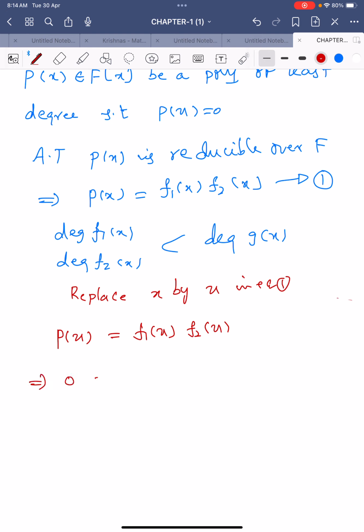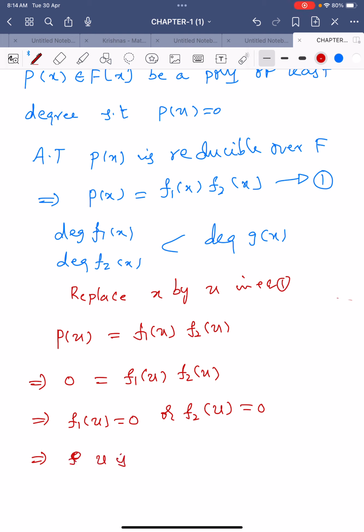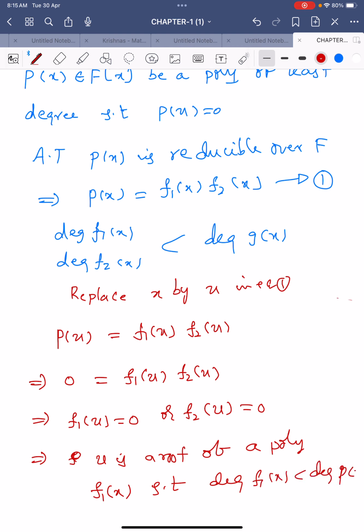By data, p of u is equal to 0, it means 0 is equal to f1 of u into f2 of u, which means either f1 of u is equal to 0 or f2 of u is equal to 0. f1 of u equal to 0 means u is a root of a polynomial f1 of x, such that its degree, degree of f1 of x, is less than degree of p of x.